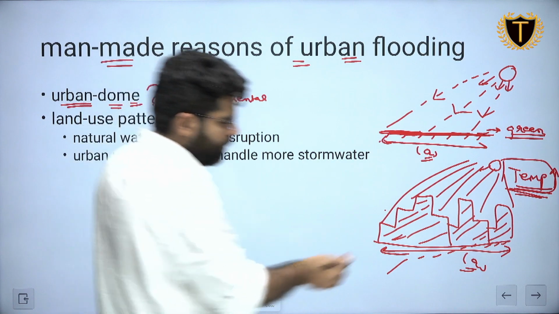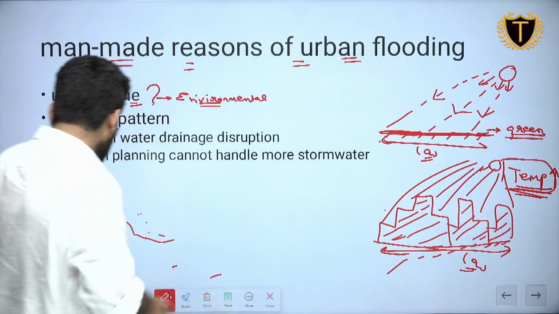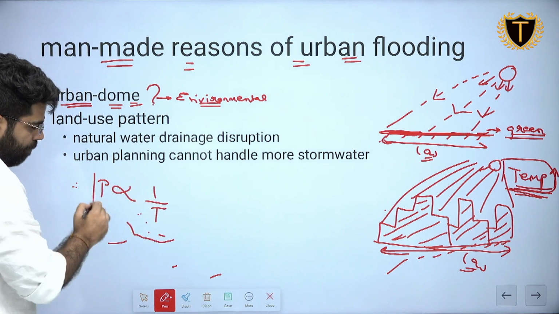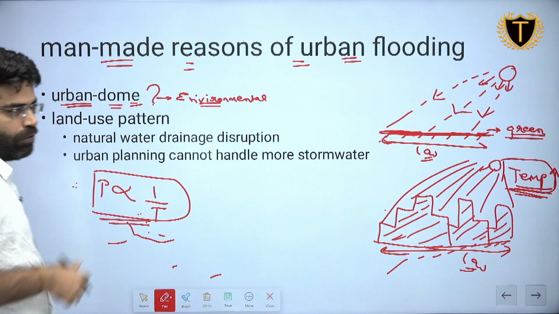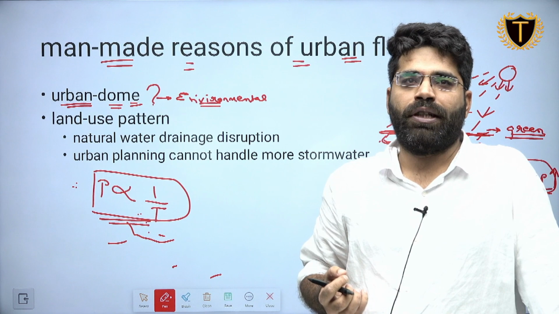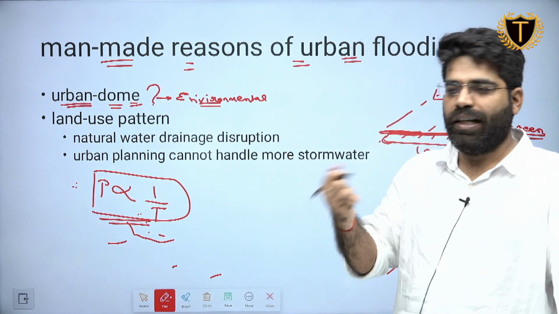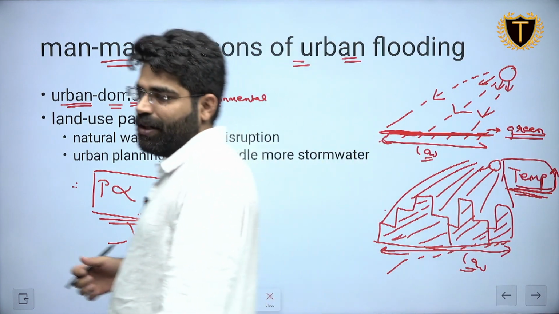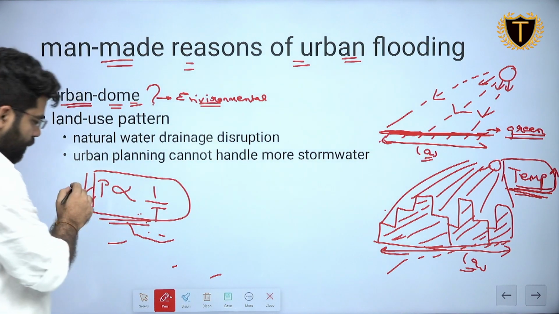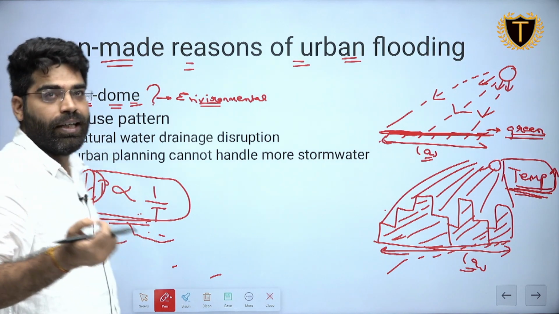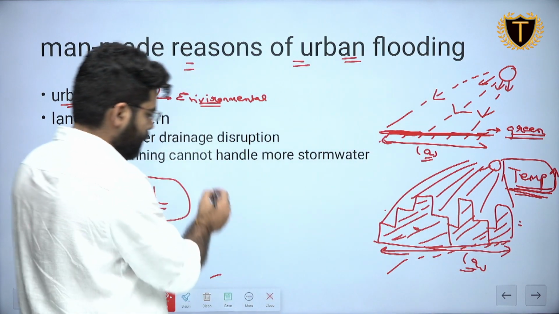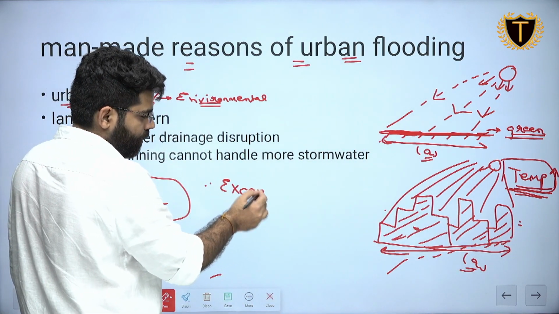Now see, when this temperature has increased, and we know pressure is inversely proportional to temperature for a particular volume of the matter. Okay? Pressure is inversely proportional to temperature for a particular volume of the element. Now we see when the temperature increased, obviously pressure would decrease. Now this low pressure, or I should say intense low pressure over an urban dome, will create the possibilities for excessive rainfall.